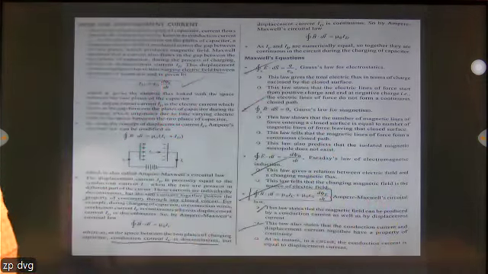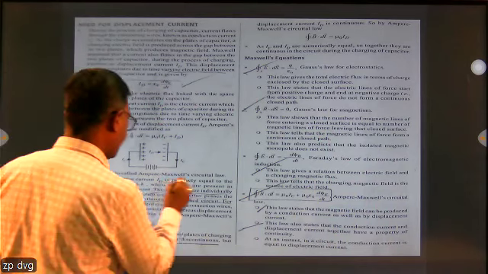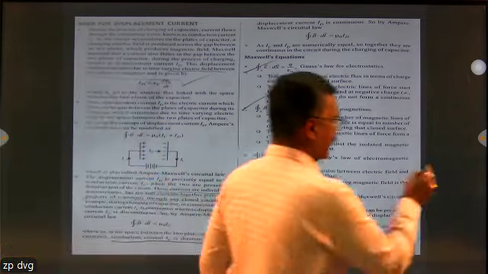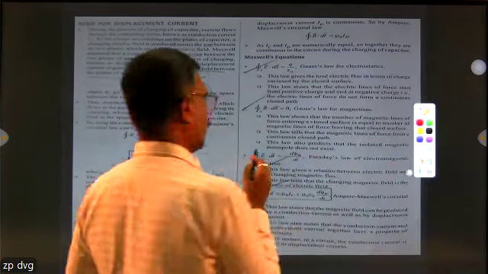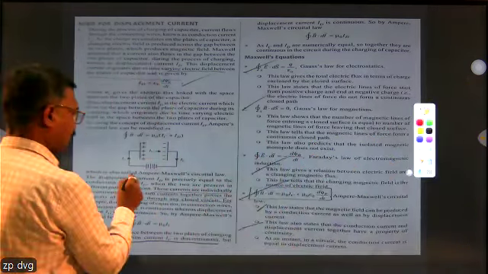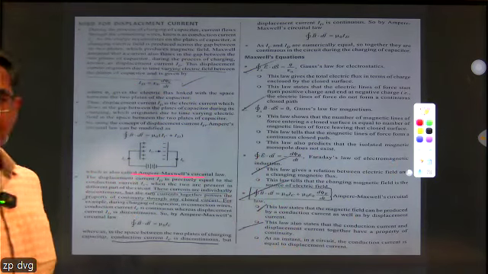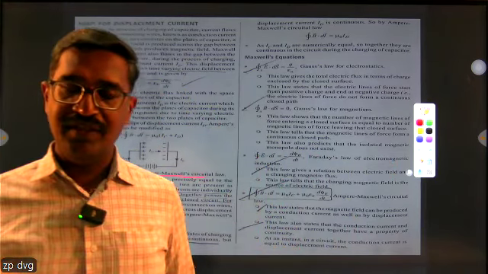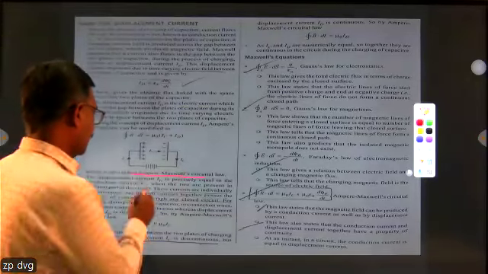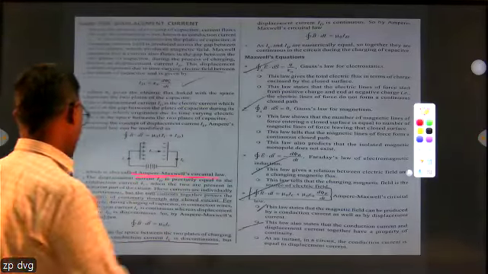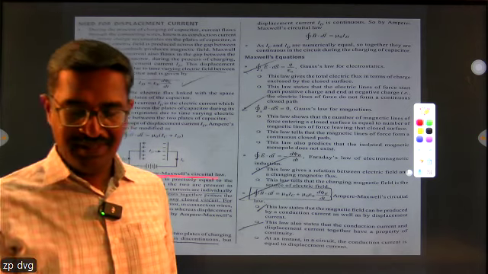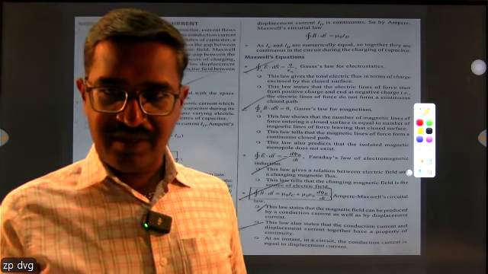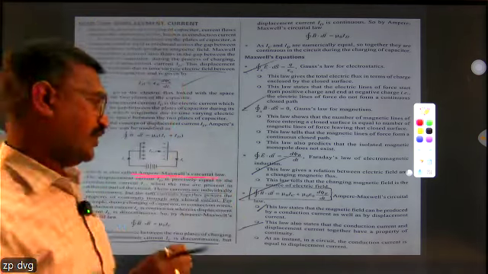So this displacement current, now we call it the Ampere-Maxwell equation. It was originally Ampere's equation. Now it is called Ampere-Maxwell's circuit law. It was originally Ampere's circuit law. So now it is called Ampere-Maxwell circuit law. This concept of displacement current makes the laws of electricity and magnetism more symmetric.